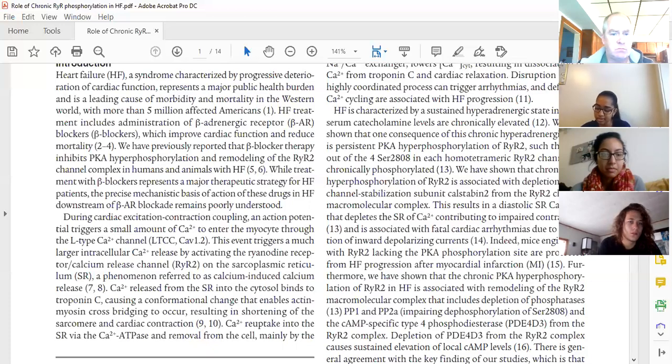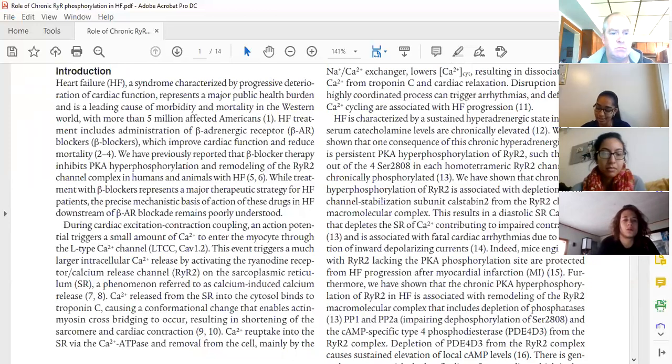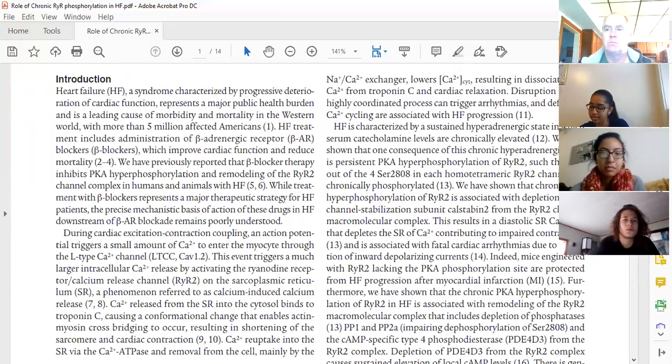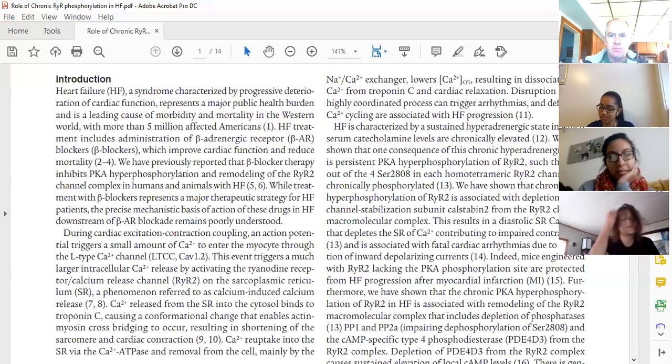Calcium reuptake into the SR via the calcium ATPase and removal from the cell, mainly by the NCX exchanger, lowers cytosolic calcium, resulting in dissociation of calcium from troponin C and cardiac relaxation. Disruption of this highly coordinated process can trigger arrhythmias, and defects in calcium cycling are associated with HF progression. Okay, good. So that was kind of a review of what we talked about with cardiac contraction before. Why don't we have Celine read the next paragraph, at least?